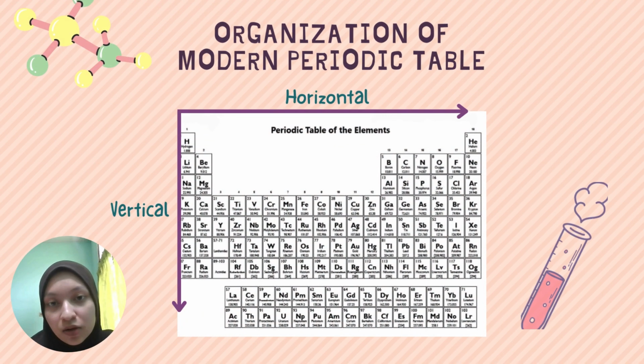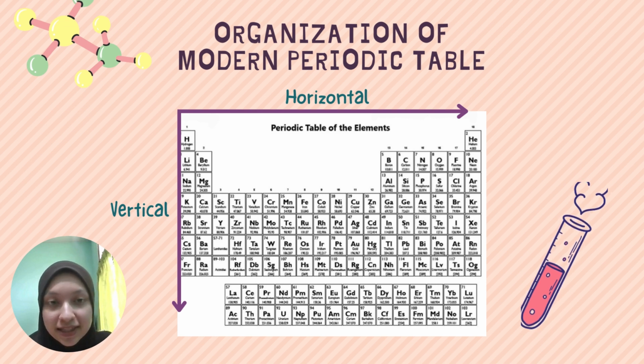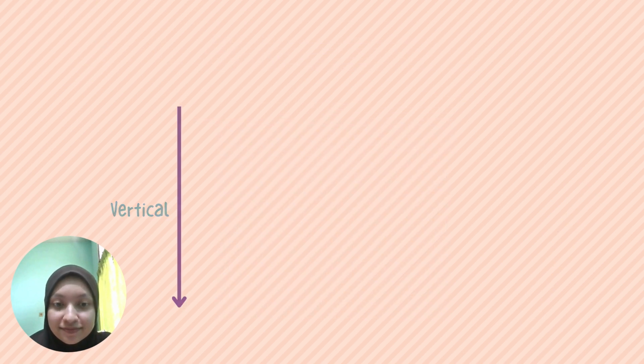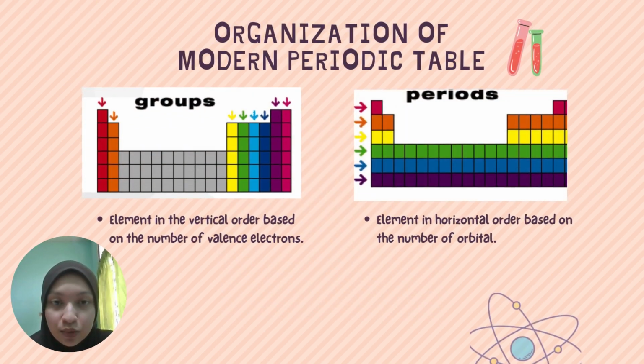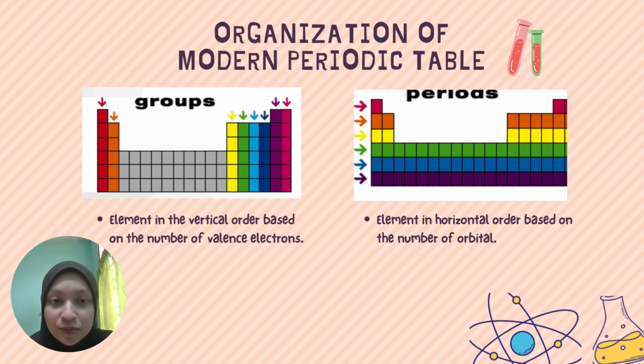Now, let's talk about the organization of the modern periodic table. Look at the periodic table. It's like a big chart that organizes all the different kinds of atoms. We have horizontal, which runs from left to right across the periodic table, while the vertical ones go up and down the periodic table. Each group is assigned a number and sometimes a letter. In the periodic table, we also have terms like groups and periods.